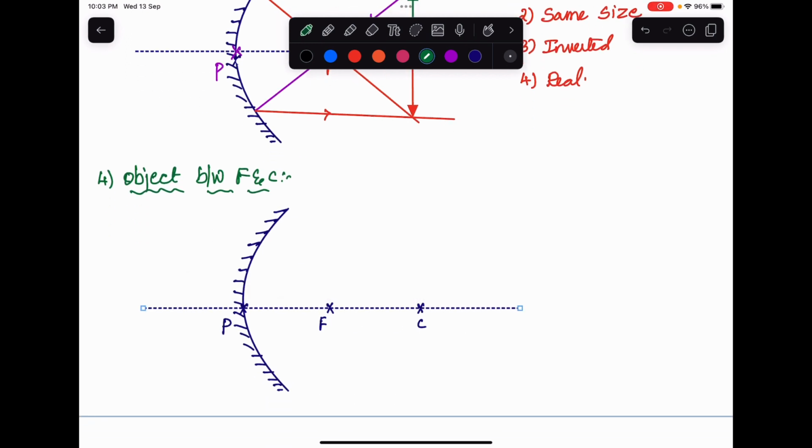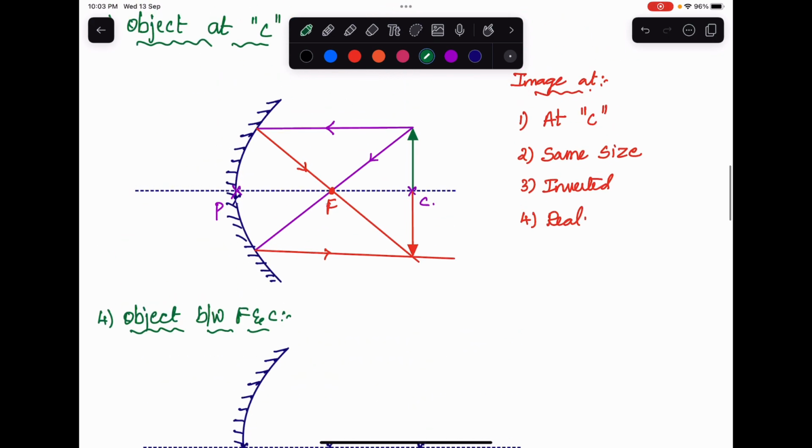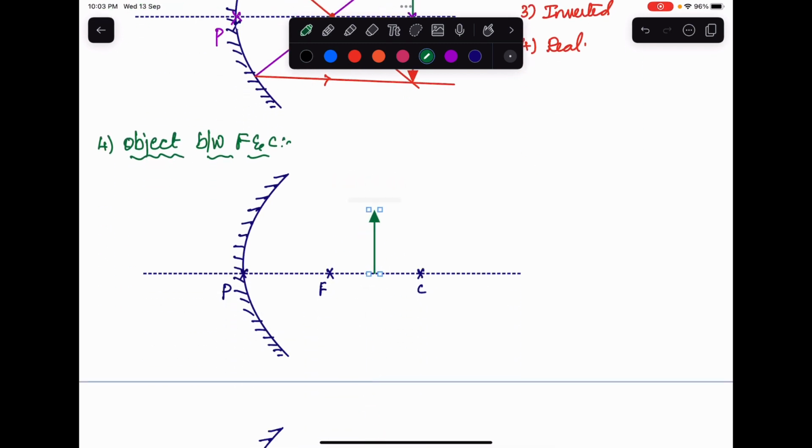See here, now I am extending my principal axis and taking the object exactly where? Over here, between F and C. So the object is between F and C. Now rule number 1, light ray passing parallel to the principal axis, like this. Done. So now after reflection, what happens according to rule number 1? It goes through the focus.